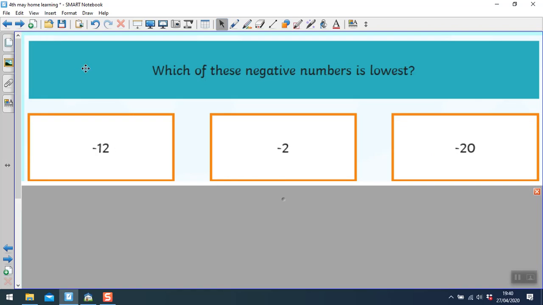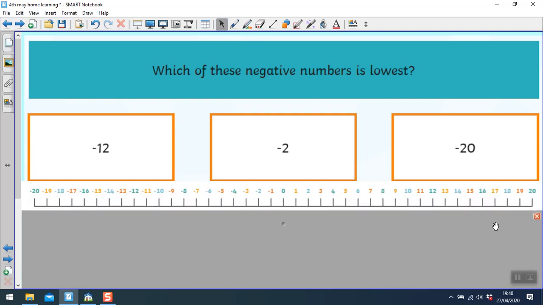Have a go at this one. Which of these negative numbers is the lowest? Negative 12, negative 2, negative 20. Pause the video while you have a think. Okay, I'm going to show you this now. So have a think if you're right.